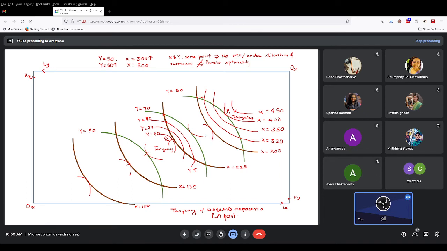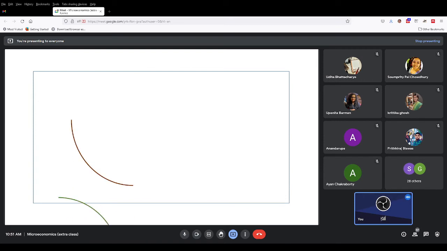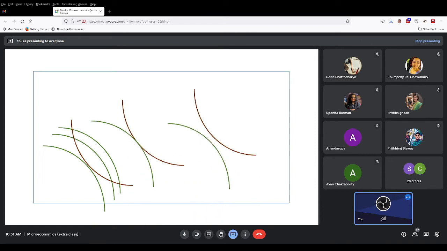So I've just drawn 4 isoquants for X and 3 isoquants for Y, but actually we have an isoquant map. There are millions of isoquants drawn over here. So corresponding to each isoquant of X, we can identify a Pareto optimal point where the isoquant of Y is tangent to the isoquant for X. So we're moving like this and we come to here.